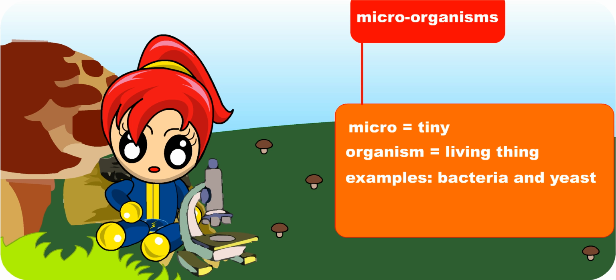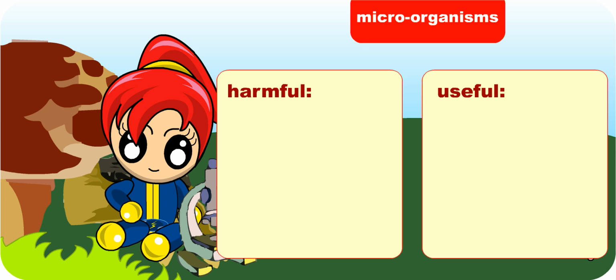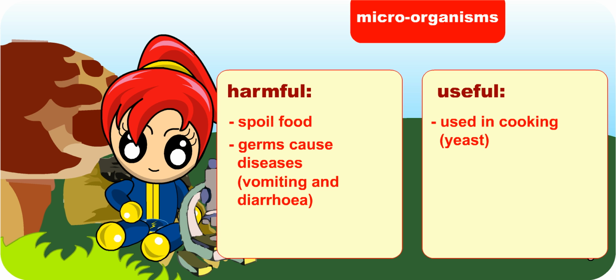So some examples of microorganisms are bacteria and yeast? That's right. Do you remember that some microorganisms are harmful to us, and yet some are useful to us? Yes, the harmful ones are the ones that spoil our food, and the useful ones, like the yeast, helps us to make bread fluffy, right? Very good. Besides spoiling food, harmful microorganisms can also cause diseases such as vomiting and diarrhea.